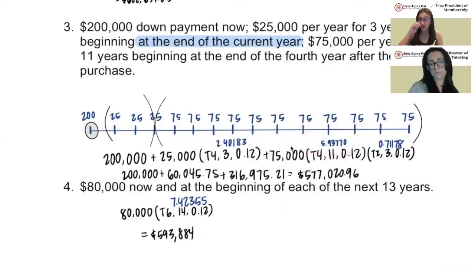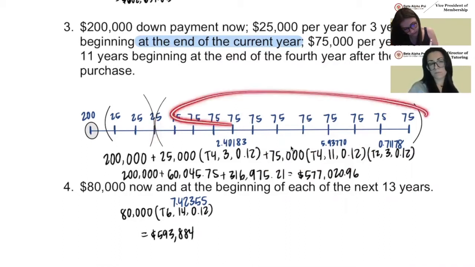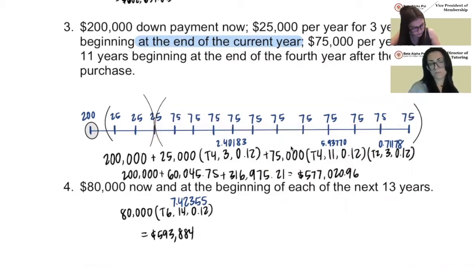But there's one more thing that we need to do with this value. Payments for the 75,000 were made starting at the end of the 4th year, which is right here. So we found the present value of all these $75,000 payments up to this, right? But we need to bring it back to here.